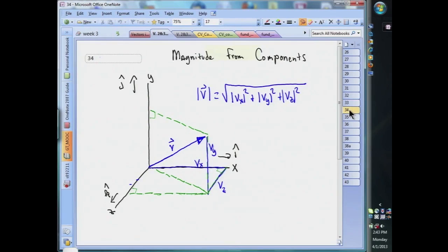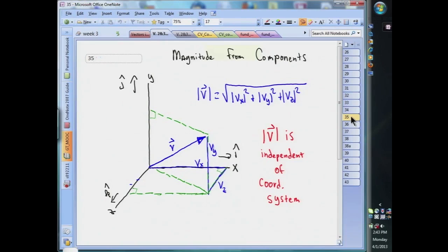We can use the same picture to visualize how to find the magnitude of a vector from the components using the Pythagorean theorem in 3 dimensions. This also works for 1 and 2 dimensions, where one or more of the components will be 0.